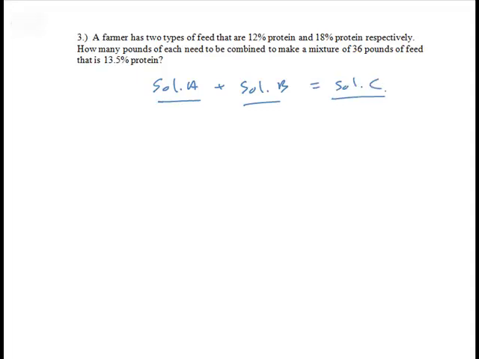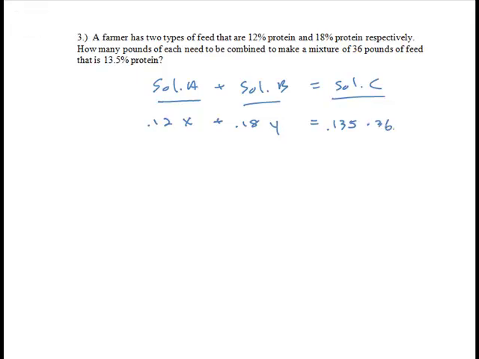So for each one of these, we're going to have a percent and an amount. So the percents is telling us the first one, 12%, so change that to a decimal, 0.12. The second solution being mixed together, 18%, becomes 0.18. In the third solution, we're forming a 13.5% solution, or 0.135. We do not know how much of solution A we're going to need, so that's X. Same thing as solution B, we set that equal to Y, but we do know how much we're going to form. We're going to form 36 pounds.